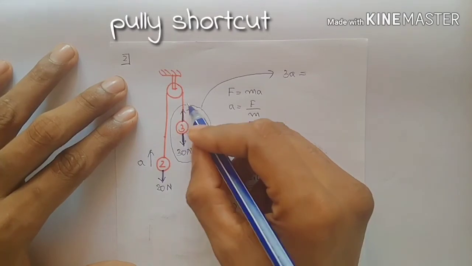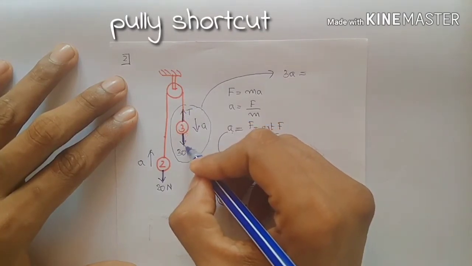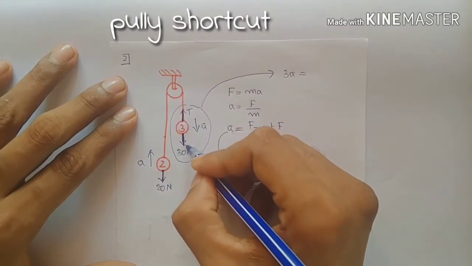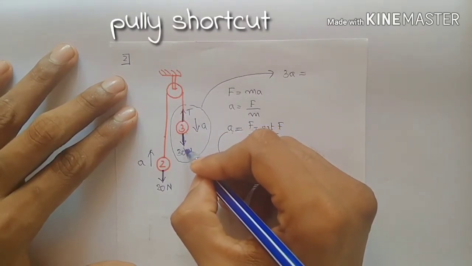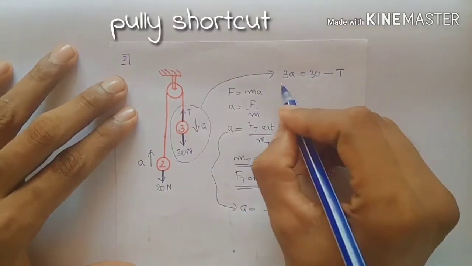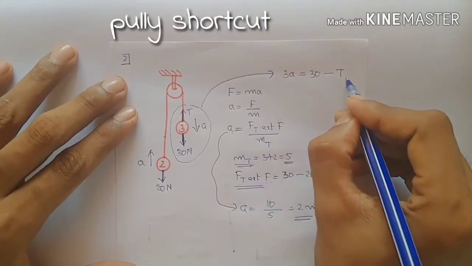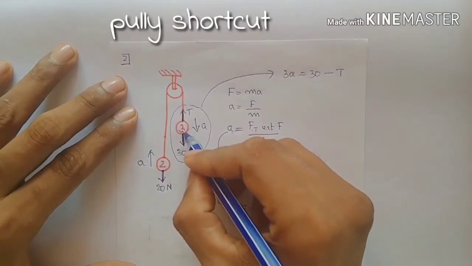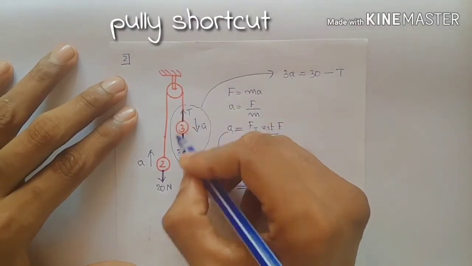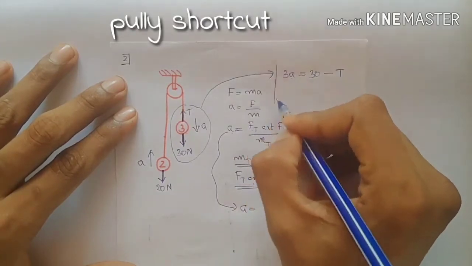T tension is pulling it upwards, 30 Newton is pulling it downwards. Which is the direction in which it is moving? It is moving downwards. Therefore, T or 30 Newton, which is greater? 30 Newton is greater. Therefore, we will have to write 3A is equal to 30 minus T. How? The net force is mass into acceleration, 3A. It will be equal to greater force minus lesser force. Okay.